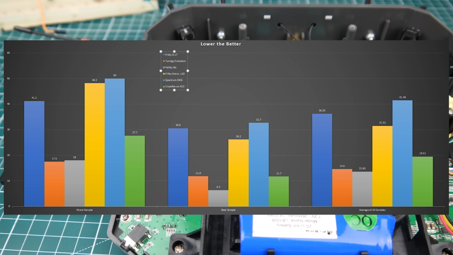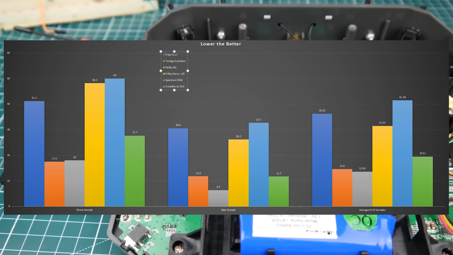So as you can see, we have three groups of graphs right in front of us, and the lower the bar, the better, because the lower the bar means the lower the latency, and that's what we want here. So the green is the Crossfire, the yellow is the FrSky Horus X10, and those two smallest graphs, which are the orange and gray, are basically the FlySky and Eternity Evolution. And they're still dominating this graph. It's just insane. Alright, so let's start with the worst sample here. The worst sample for the Crossfire was 27.7, which is pretty good.